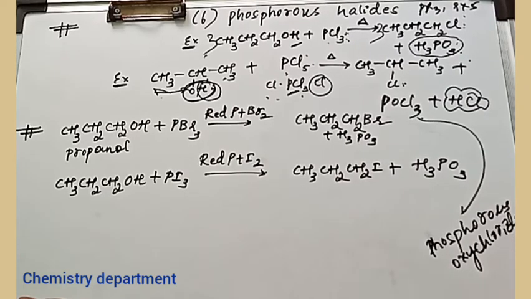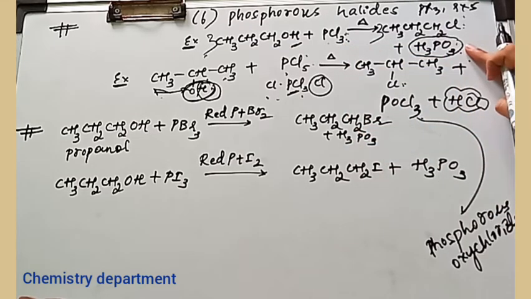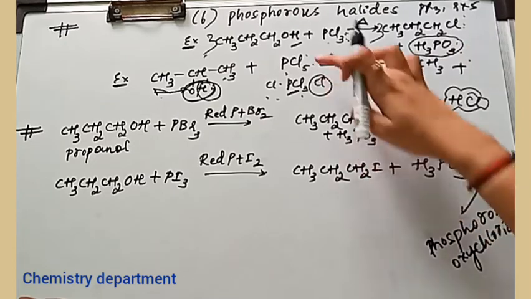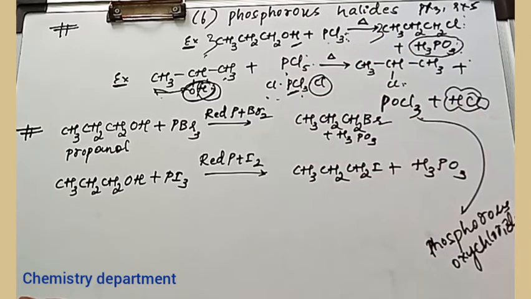So what you have to remember here is, when you are using PCl3, you are going to get H3PO3, that is phosphorus acid. When you are using PCl5, you are going to get phosphorus oxychloride along with the formation of HCl. This is by using phosphorus trichloride and phosphorus pentachloride.